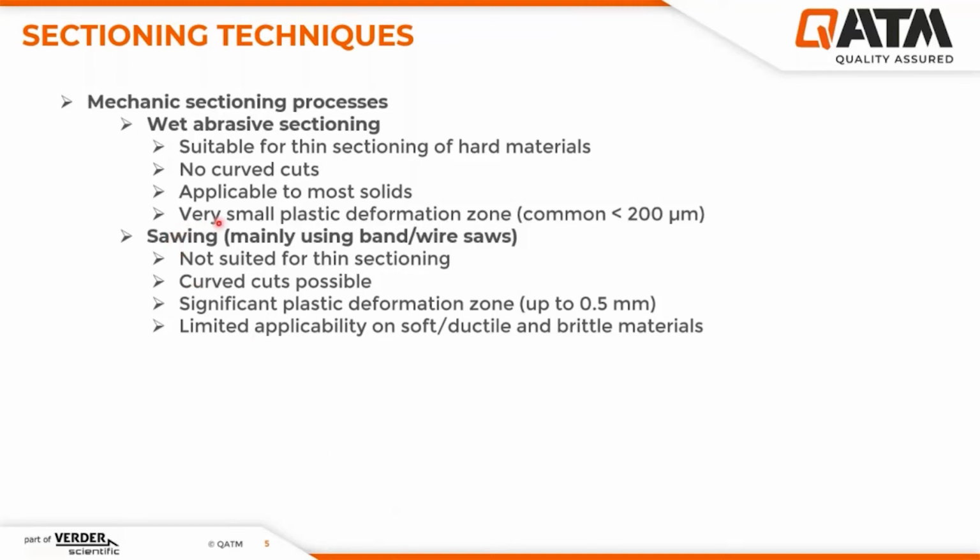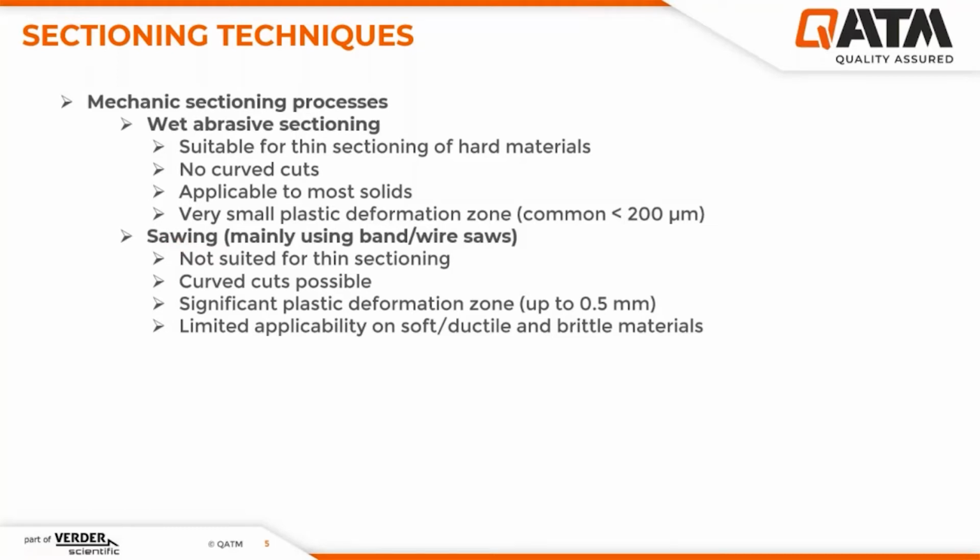In general, we observe a very small plastic deformation zone, which is commonly below a depth of 200 microns from the cut surface. And this is quite nice because we then can shorten the grinding and polishing steps drastically because we have to remove less material to reach the true microstructure. However, we cannot carry out any curved cuts or fancy sample geometries. If you need this, you will need to employ a saw, mainly a wire or band saw.